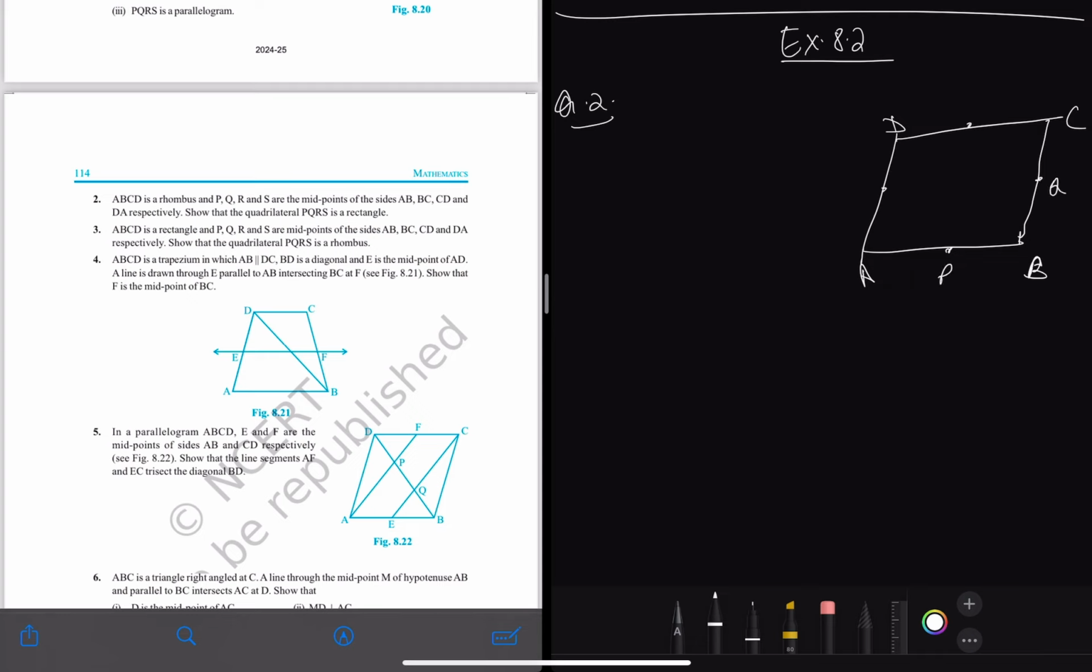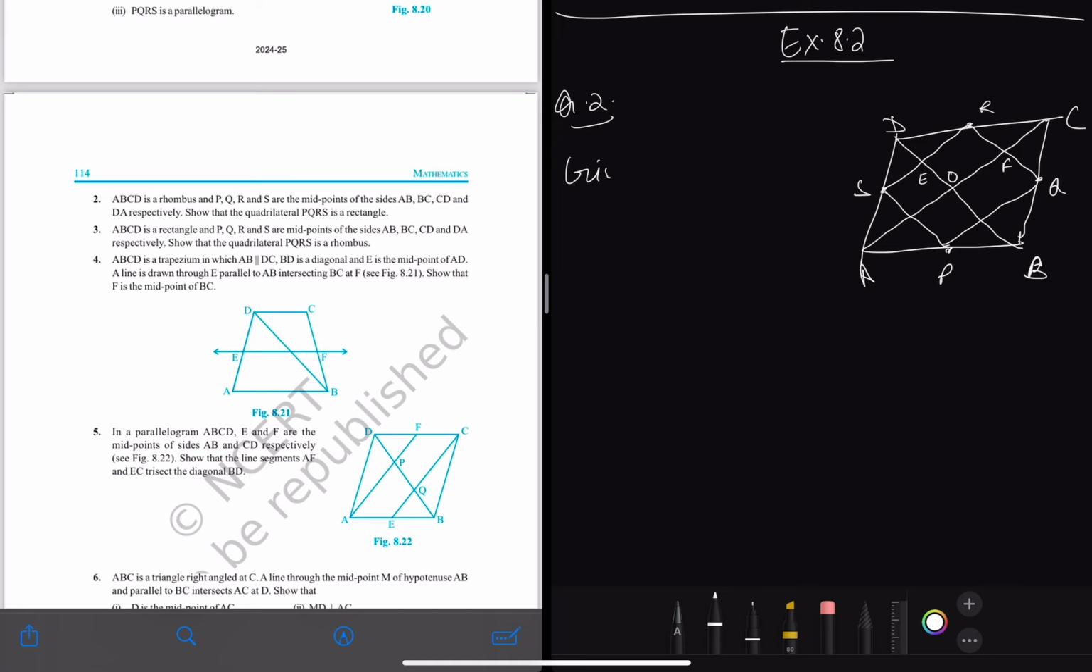PQRS are the midpoints of sides AB, BC, CD and DA. Show that quadrilateral PQRS is a rectangle. We have to show that PQRS is a rectangle. So we will draw the diagonals here also and let the diagonals intersect each other at O and intersect the lines DB at E and CA at F respectively.